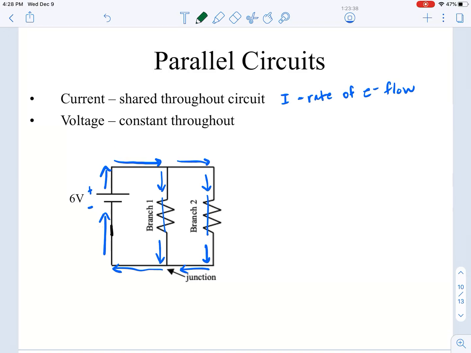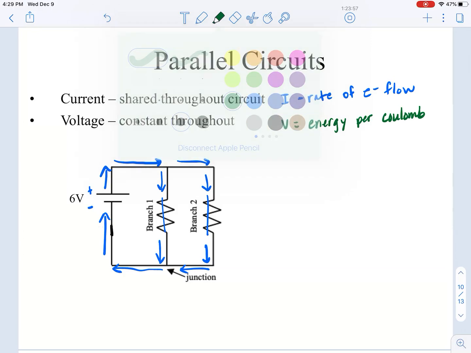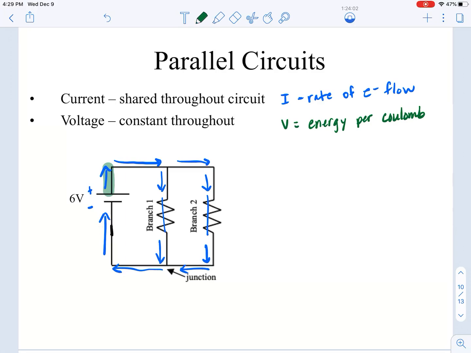So voltage in this case is going to be constant throughout. Again, voltage is going to be that ratio of energy available from our electric charges. So let's look at what happens with our voltage in this type of circuit. Our electrons are going to come out of the battery. In this case, it will have all 12 volts. I'm sorry, this is a 6 volt battery. It will have all 6 volts available. The electrons are going to pass down this wire.